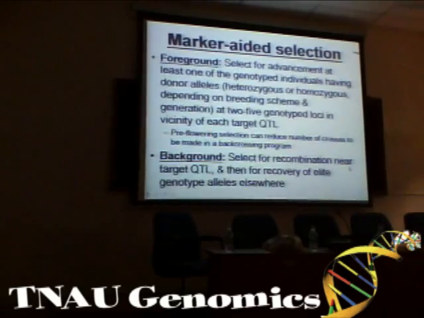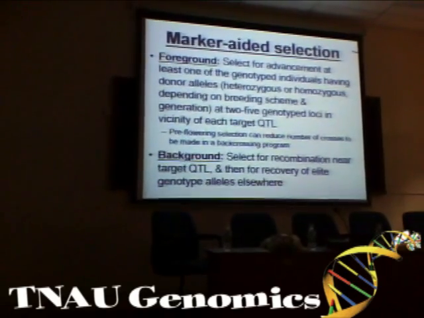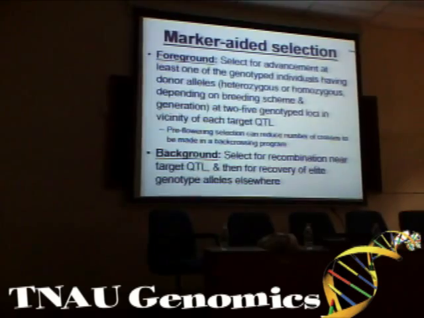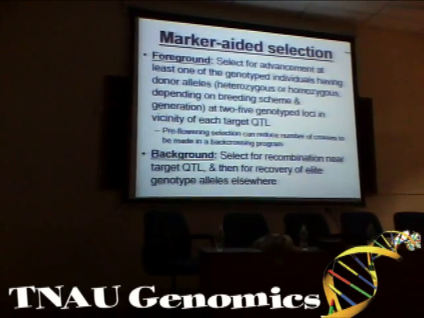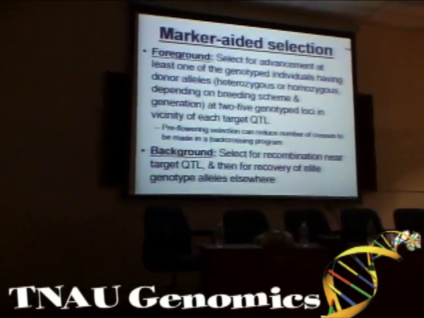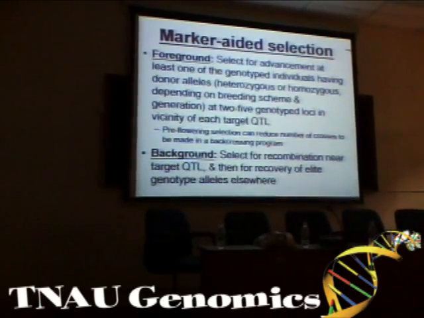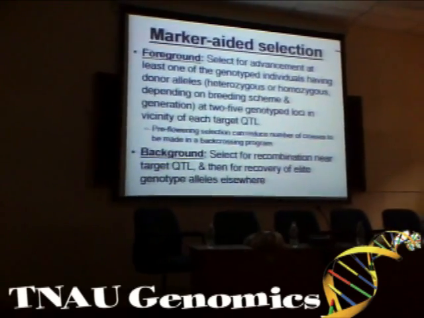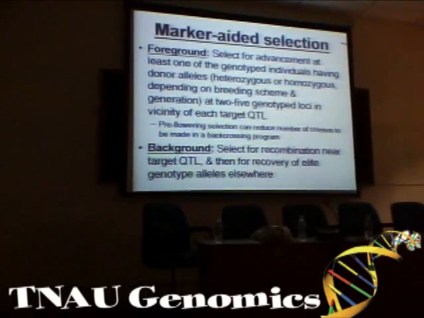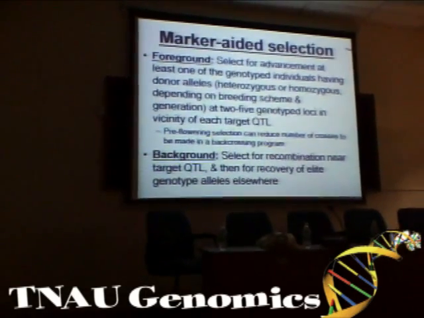You want to do the foreground selection and the selection for the recombination at the markers close to your QTL. And then you want to do background selection, if you can afford to do that, at marker loci that are distant from your target QTL, because you want to recover the genetic background of your elite parent as quickly as possible.